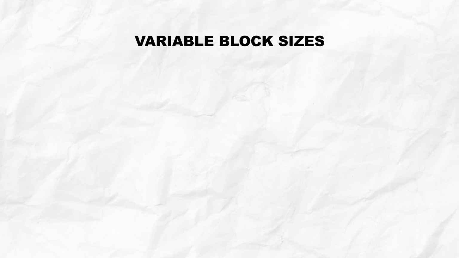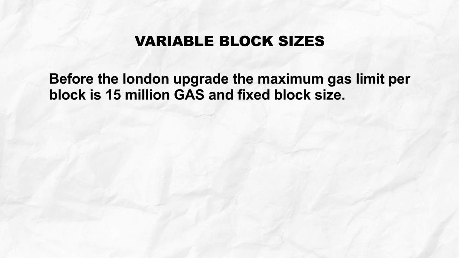Variable block sizes. As mentioned earlier, prior to the London upgrade, the block gas limit was constant for all blocks. Each block had the maximum capacity of 15 million gas. In times of high demand, this resulted in a bad user experience, as blocks were operating at full capacity and users had to wait for the demand to reduce to get included in a block.